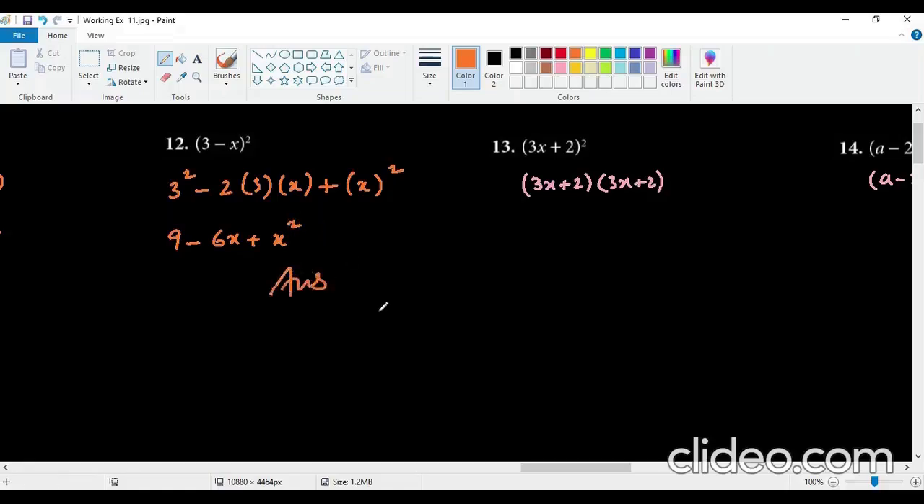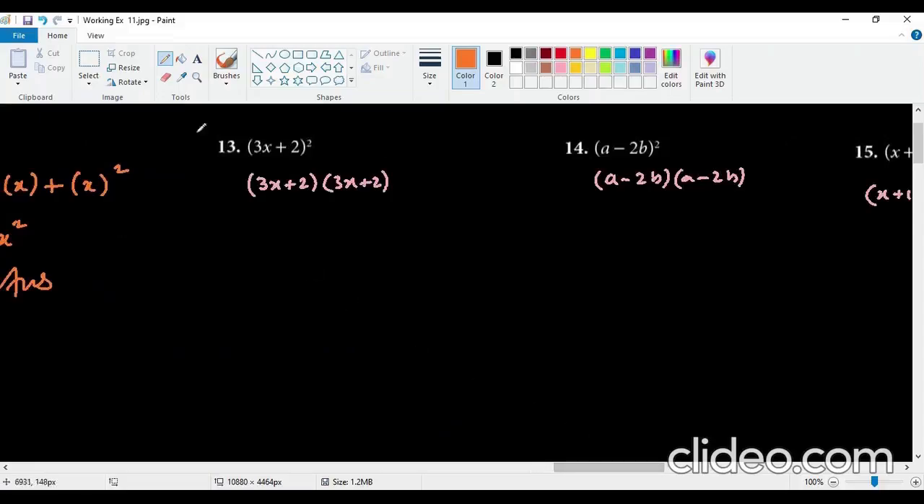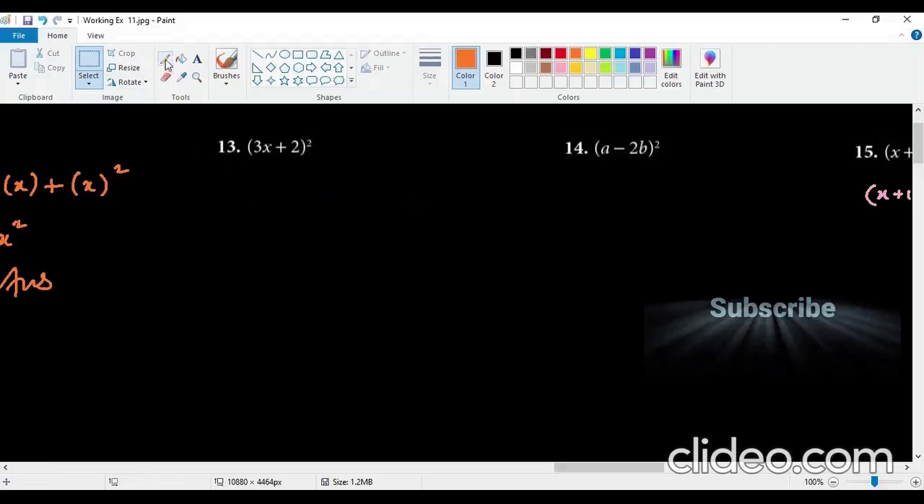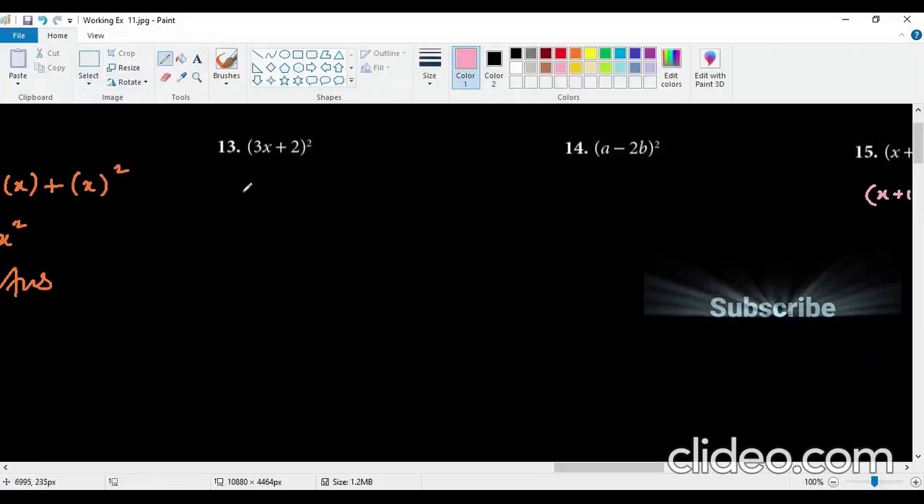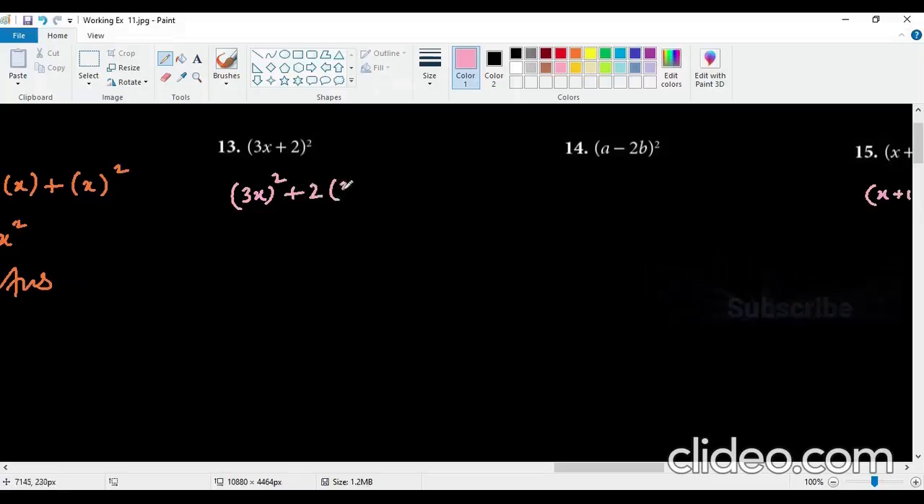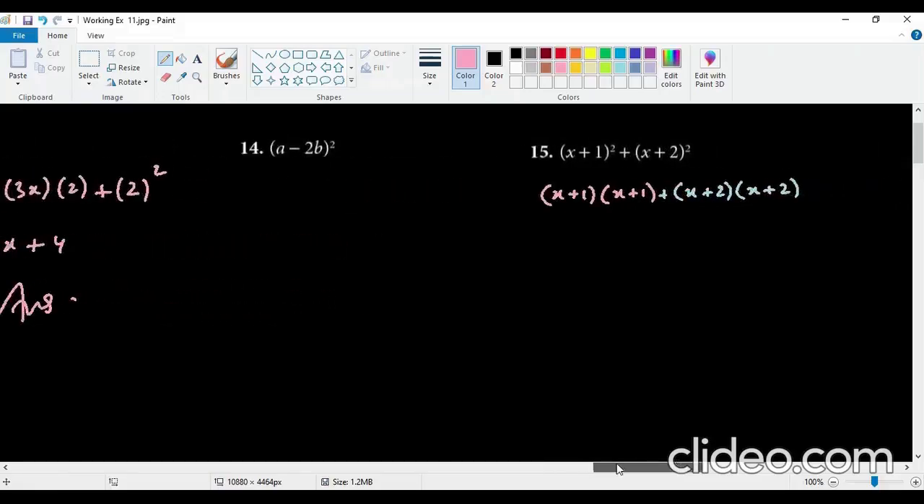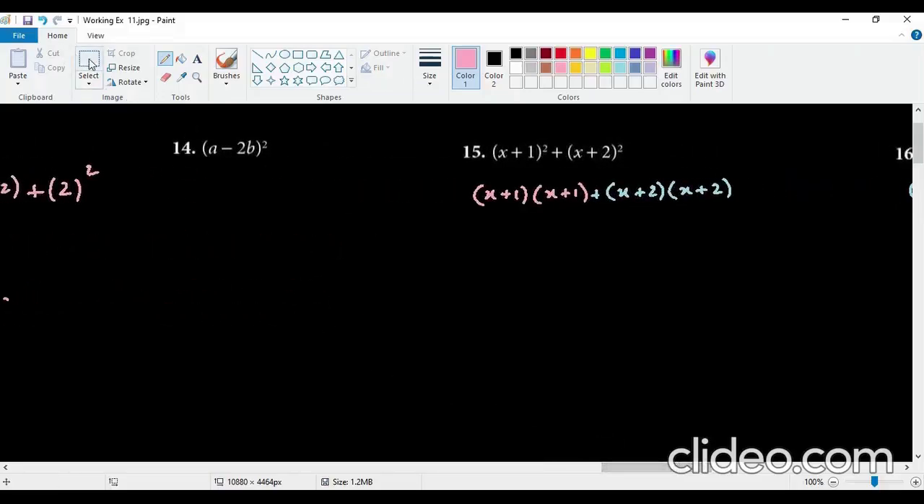Now comes question number 13 and 14. I will be doing using a formula. I will not use this one. So this is going to give me a square plus 2ab plus b square. So this gives me 9x square plus 12x and plus 4 as an answer for this question. Moving on to question number 14.